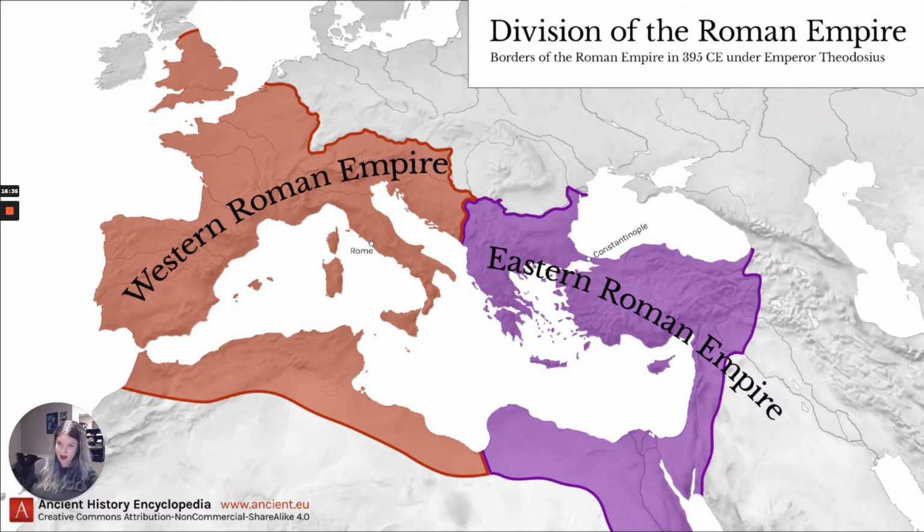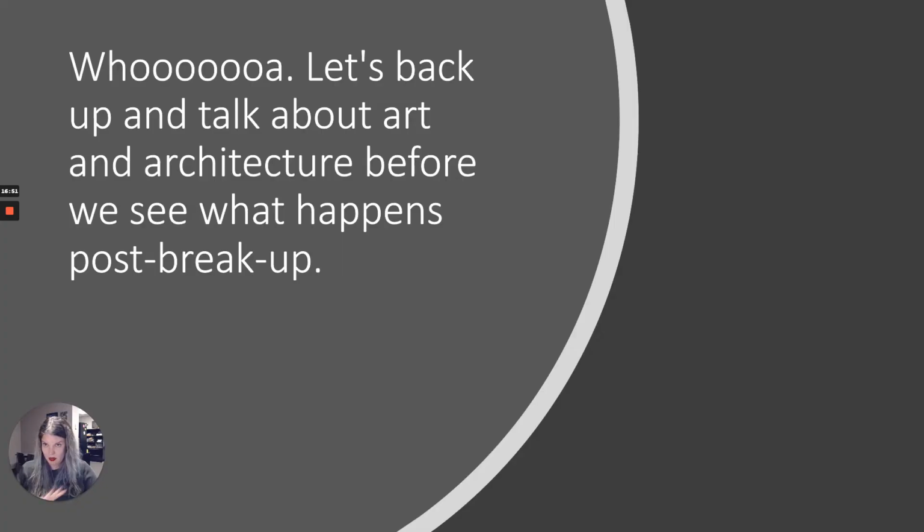Okay, and then the Roman Empire splits in half, and we have the Western Roman Empire, sometimes called the Holy Roman Empire, and we have the Eastern Roman Empire, which leads into Byzantium, and we talk about that in our unit on Byzantine art. So that's what's coming. But let's back up and talk about art and architecture before we see what happens post breakup of the empire. That's just a crash course, so you can see structurally what's going on.